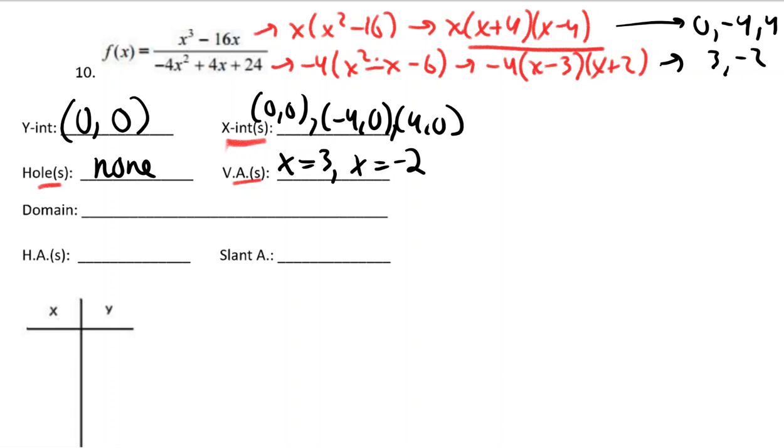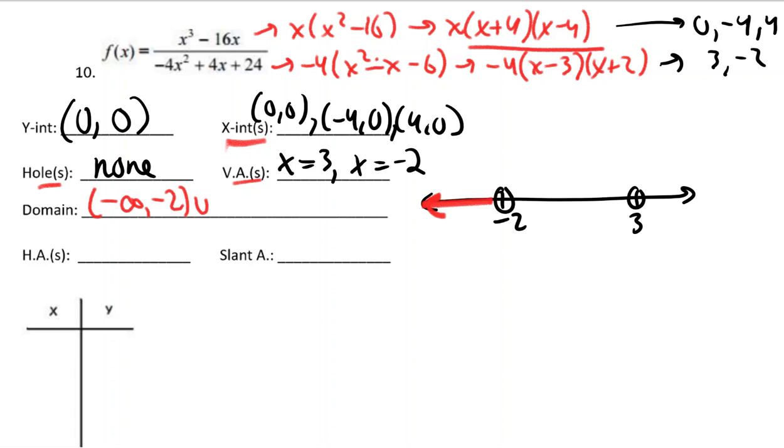Also, this is good for domain, because for domain, you need to take out any number that makes you divide by 0. So the numbers you can plug in would be numbers less than -2, between -2 and 3, and bigger than 3.